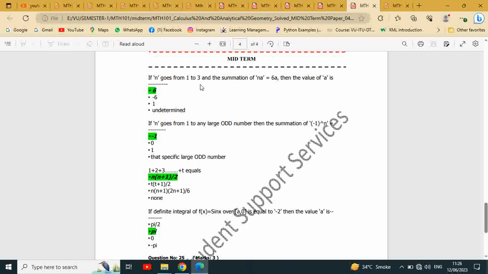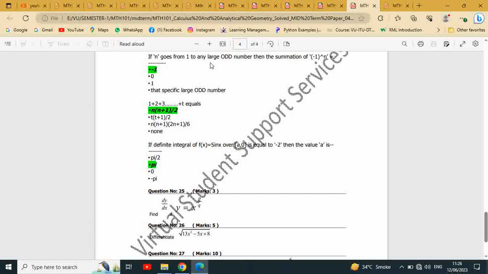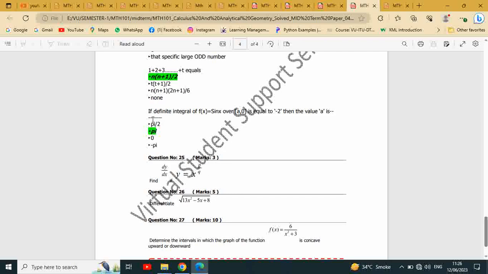If n goes from 1 to 3 and the summation of n is equal to 6, then the value of a is 6. If n goes from 1 to any large odd number, then the summation of minus 1 to the power n is equal to minus 1. The question: 1 plus 2 plus up to n equals n into n plus 1 divided by 2. If the definite integral of x is equal to sin x from a to 0 is equal to minus 2, then the value of a is pi.